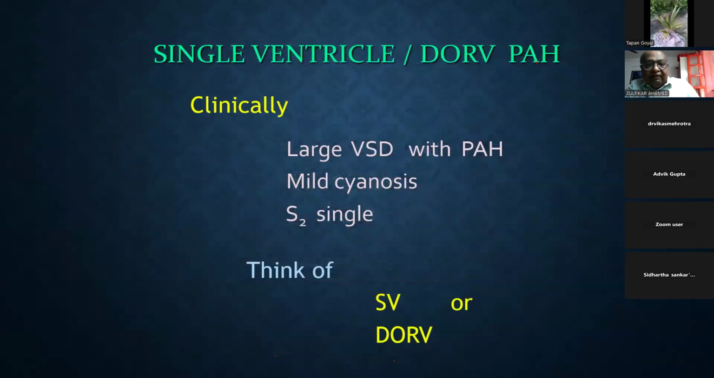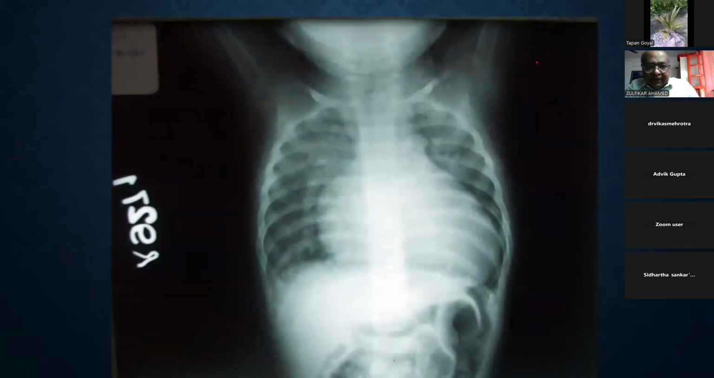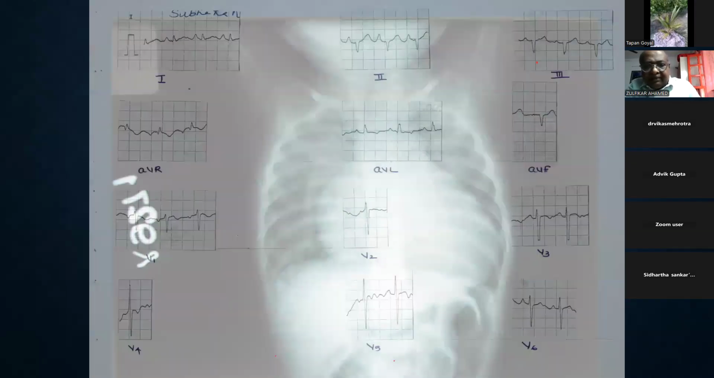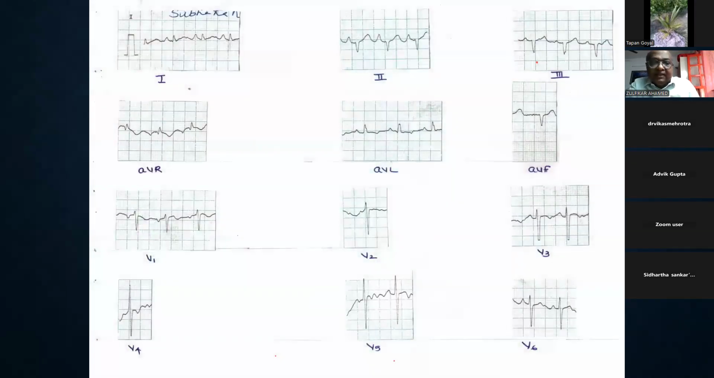And this is a single ventricle with a large, they will present just like a large VSD with a mild arterial saturation. X-ray will be no different from a large ventricular septal defect. But what is important is the ECG, where there will be no Q in V5, V6, and there will be small Q and a deep R in precordial leads.